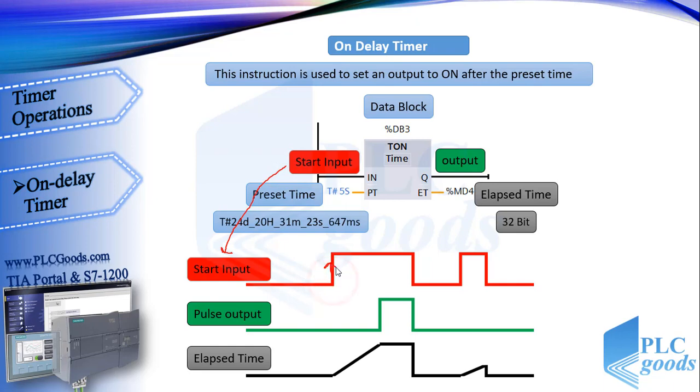When the RLO at the start input changes to 1, this timer starts its work. After the preset time, here, when the elapsed time at the ET output reaches 5 seconds, the output of this timer will be on. If the input signal changes to 0, the output will be off.